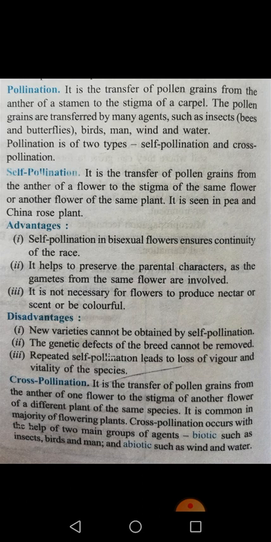Now, what is pollination? Pollination means the release of pollen grains. Where are the pollen grains synthesized? Pollen grains are synthesized in the stamen, at what position? Inside the anther. Where inside the anther? Inside the anther there is a pollen sac, and inside the pollen sac the pollen grains are produced. So simply we can say that pollen grains are produced in the anther of the stamen. From where will they be released? Definitely from the anther. So we can say it is the transfer of pollen grains from the anther of a stamen to the stigma of the carpel.